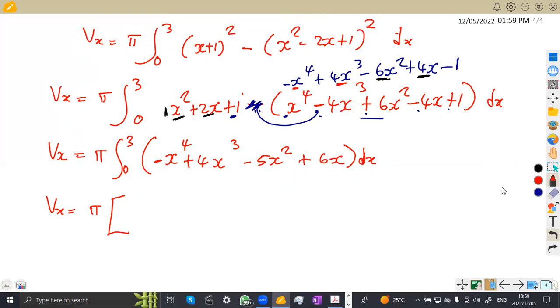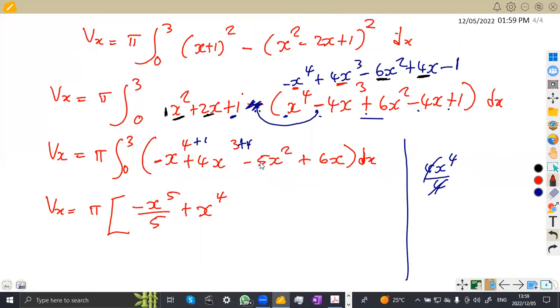Negative x to the exponent of 4. If we add 1, this is going to be 5. So it's negative x to the exponent of 5 over 5. Plus here, if we add 1, this will be 4, so it's supposed to be 4x to the exponent of 4 over 4. But this will cancel, which means we are going to remain with x to the exponent of 4.